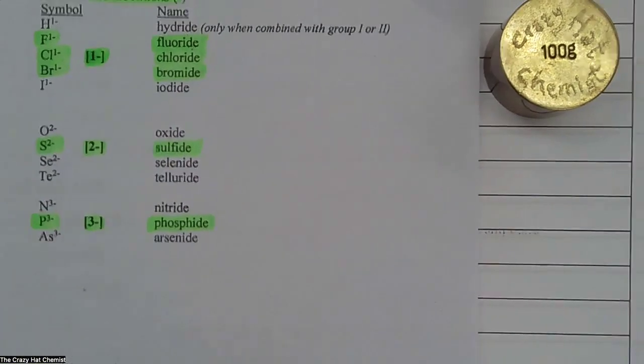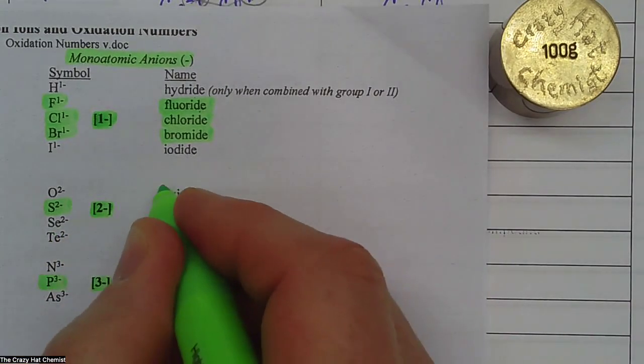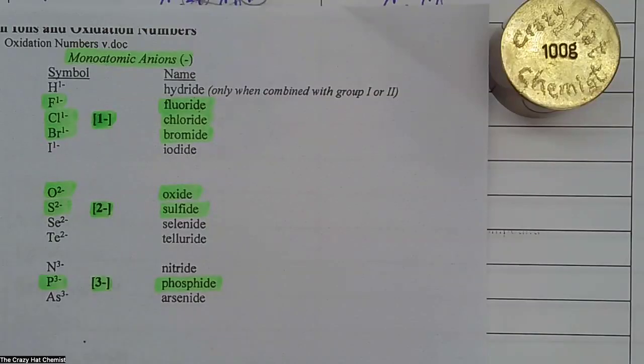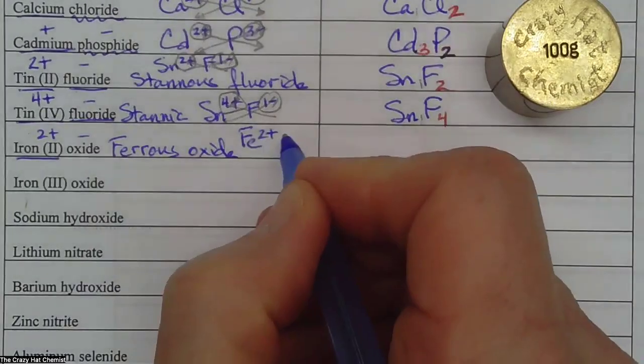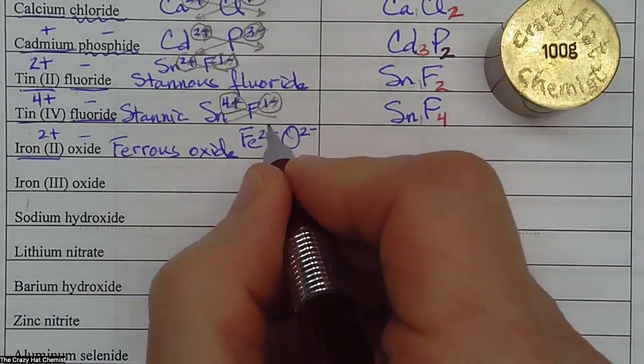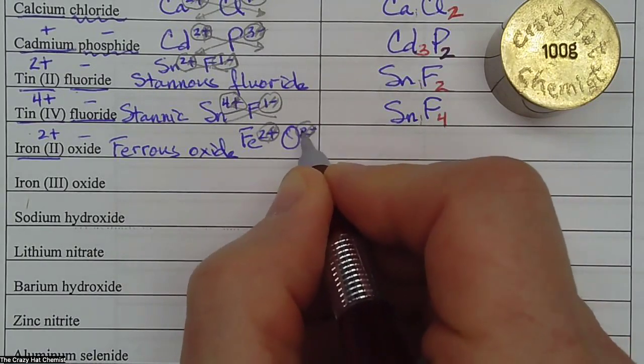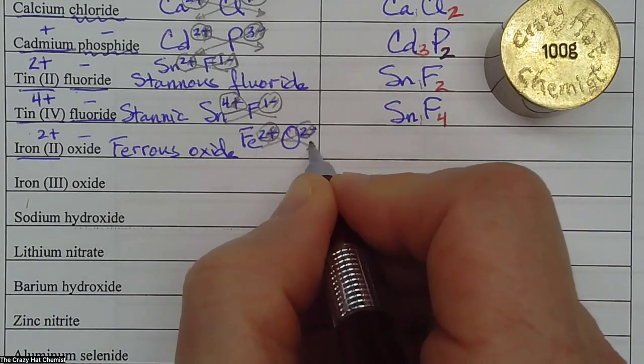Oxide is a monoatomic anion, and that is right here in the 2 minus category. There's oxide, that's an O with a 2 minus. So I'm going to write that: O with a 2 minus. I'm going to circle this number here. That's the cation. Circle the anion. Scratch out the plus, scratch out the minus. I'm going to take that number, bring it down, take that number, bring it down.